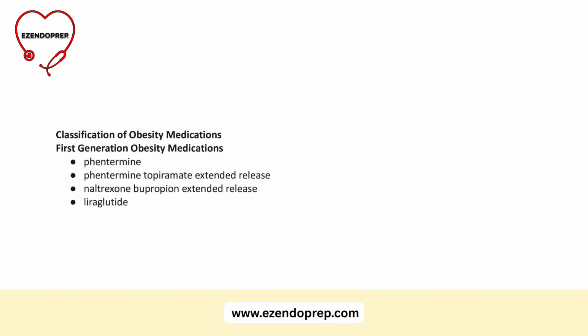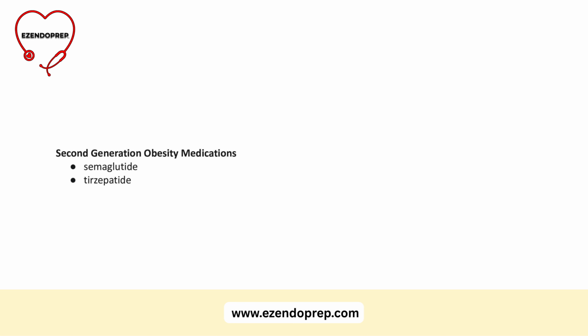And the algorithm also clearly defines medication classes. First-generation obesity medications include phentermine with topiramate extended release, naltrexone with bupropion extended release, and liraglutide. Second-generation, more effective obesity medications include semaglutide and tirzepatide.